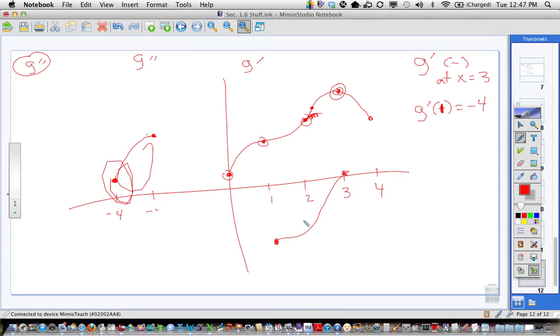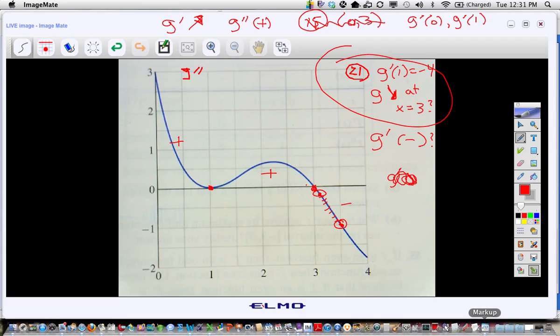Look, we know it's 0 at 1. It's flat, right? And we know it's 0 again at 3. We know it's flat. But what we're looking at is how fast does it go up in between 1 and 3?